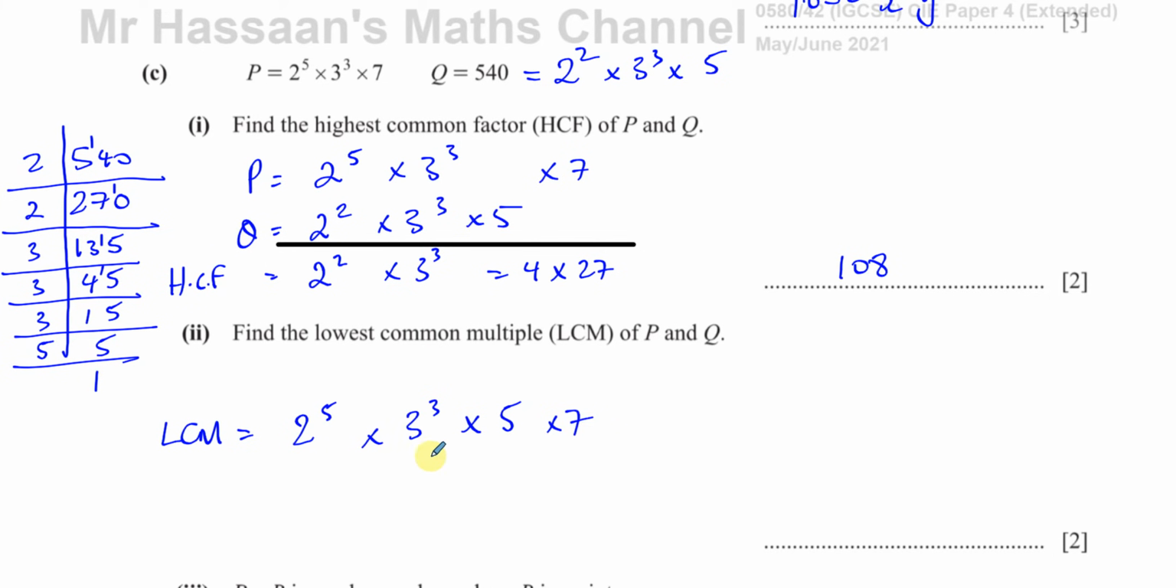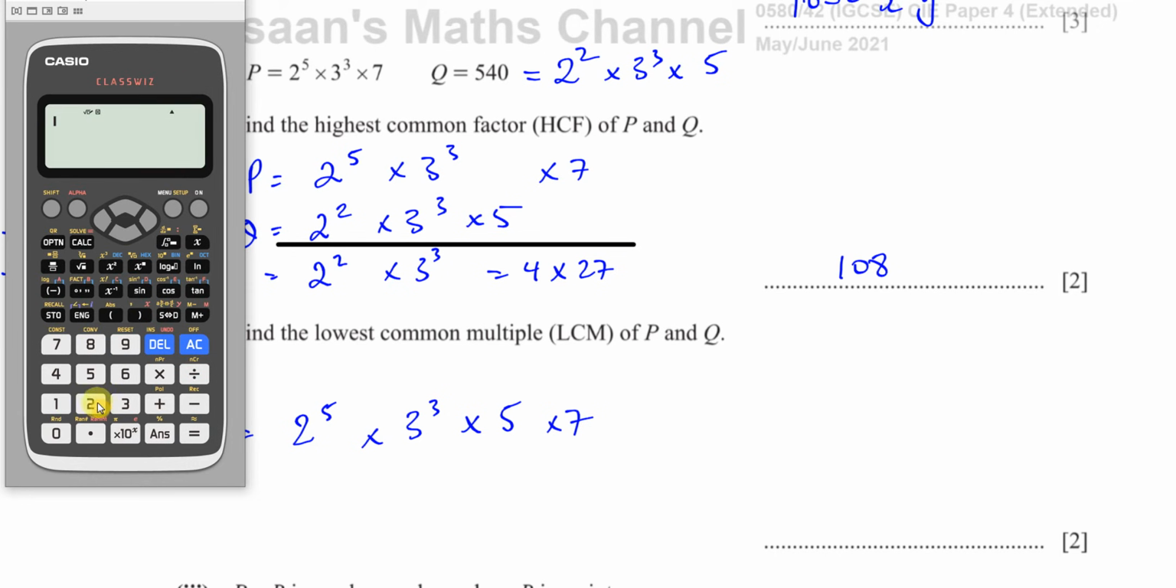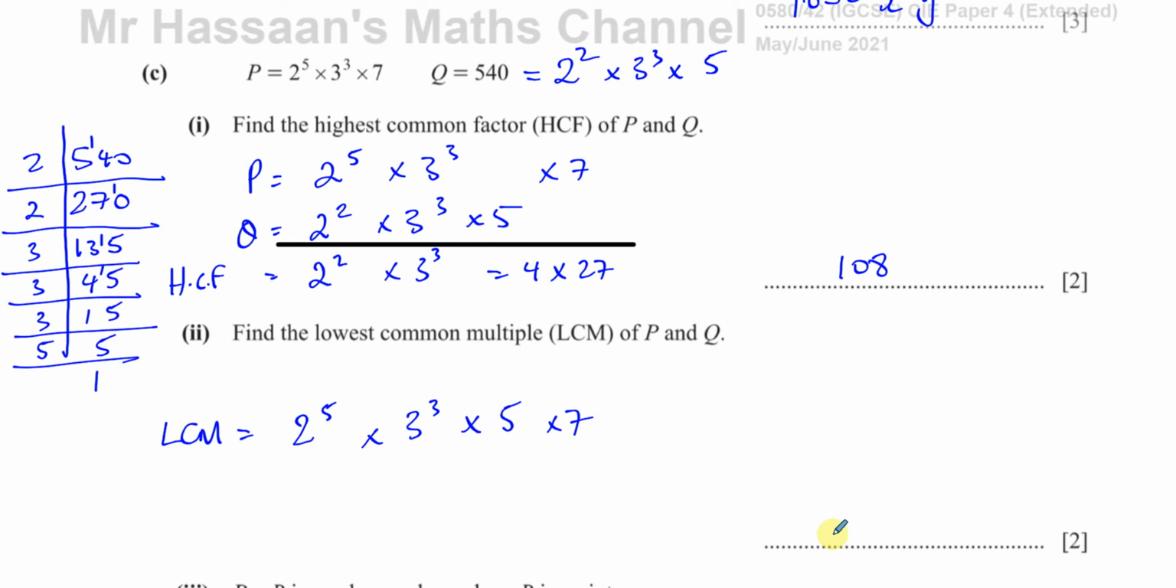Okay, so this will give us the answer for the LCM, which will be, let's work that out. We're going to have 2 to the power of 5 multiplied by 3 to the power of 3 multiplied by 5 multiplied by 7. That gives us 30,240. That will give us the lowest common multiple. That's the highest common factor. That's the lowest common multiple.